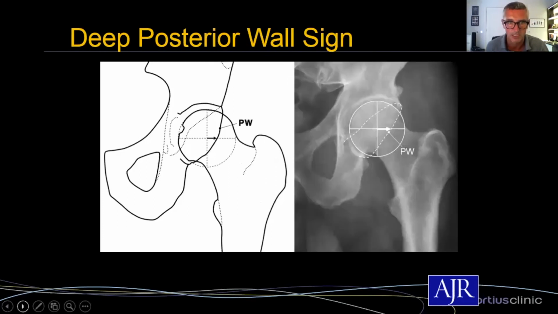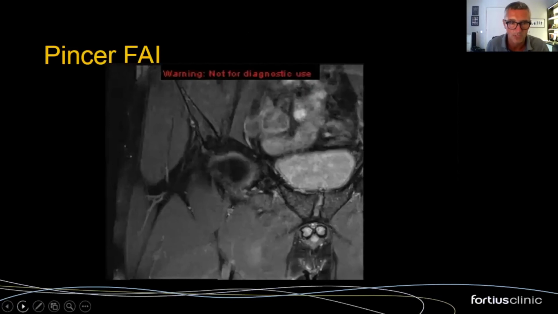And this is the last one to talk about, which is the deep posterior wall sign, which some of the early work from Mr. Vida et al. was suggesting is a very important radiographic feature to look for. It's where the posterior wall is lateral to the center of the femoral head. So you draw 2 lines, find the center of the head. Some of your PACS systems will be able to do that for you very easily, and you simply look at the posterior wall, and that's an important sign to look for. So this is a pincer deformity.